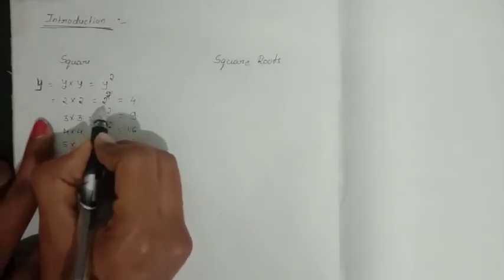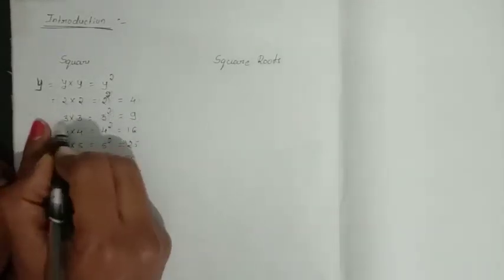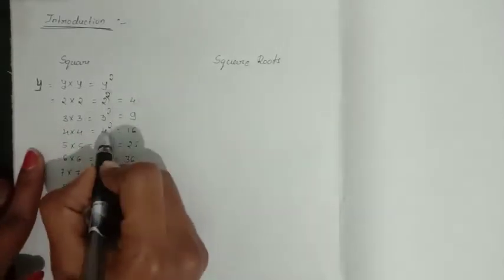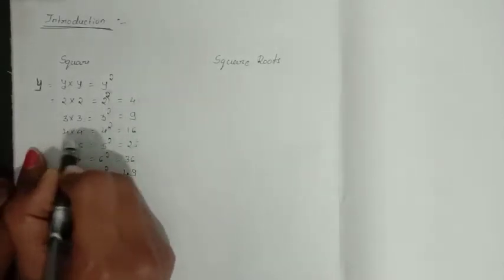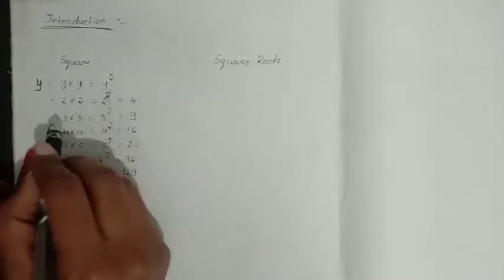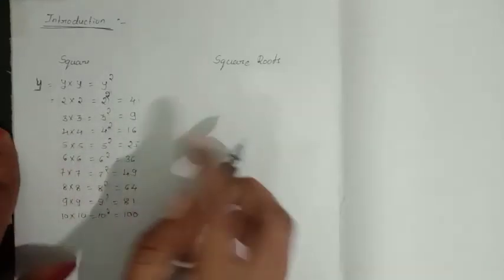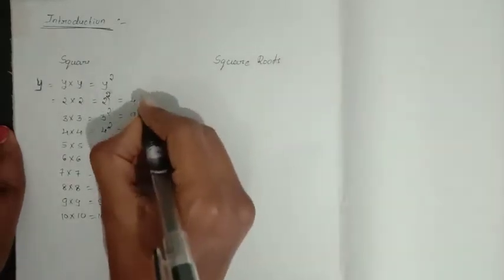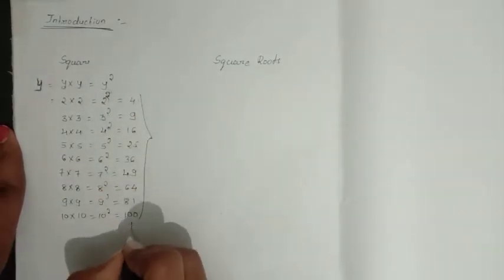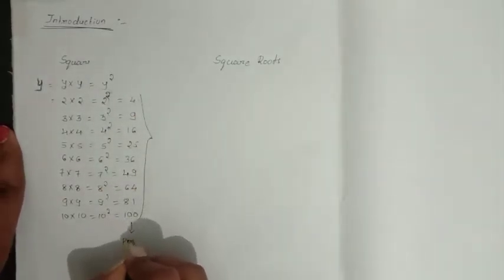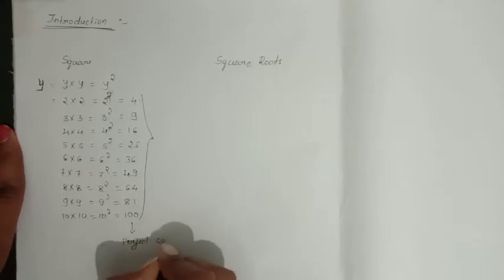2 square means 2 is multiplied 2 times. 3 square means 3 is multiplied 2 times. 4 square means 4 is multiplied 2 times. So 2 into 2 is 4, 3 into 3 is 9, 4 into 4 is 16, 5 into 5 is 25. These are called perfect square numbers, or perfect squares.